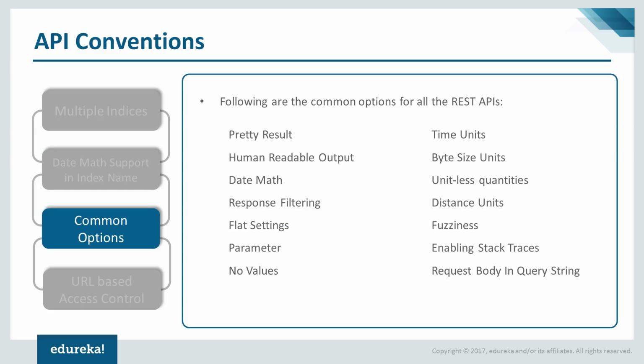These are some set of common operations for all the REST-based APIs. Some of the operations which we will be using are pretty results and human readable. Pretty results means it will give you a more presentable output. Human readable output is another form of presentable output. Date math, response filters, flat settings, parameters, no values. So these are some of the options which we can use with the REST APIs.